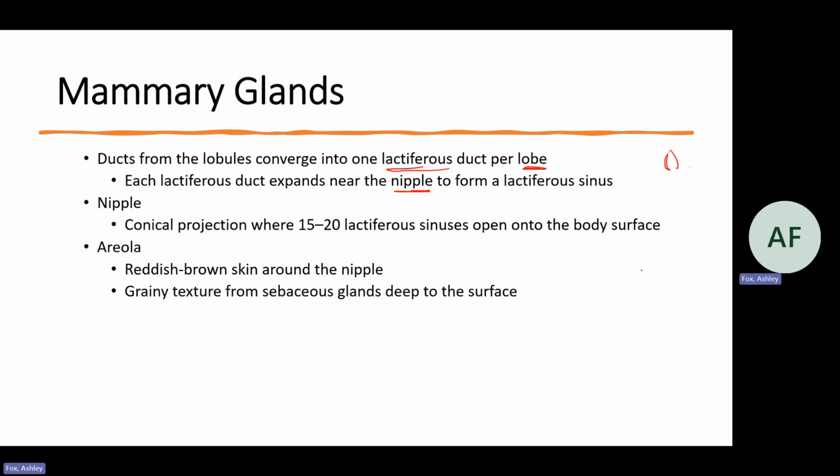So there are about 15 to 20 of these sinuses surrounding the nipple, just inside, so that milk is all converging and coming together so that it can be released by the nipple. The areola is that darkened pigmented skin, reddish brown skin, that's surrounding the nipple, and it's kind of bumpy. There's a grainy texture, and that's because of sebaceous glands around that. It can also help with protection from nursing as well.